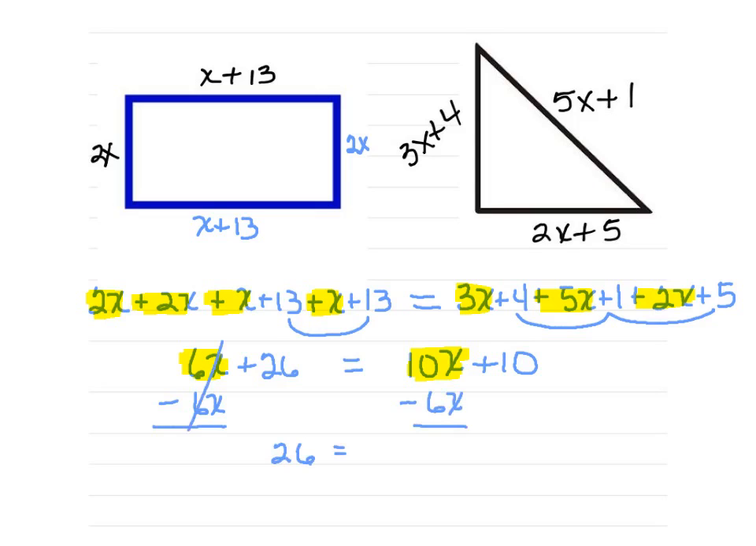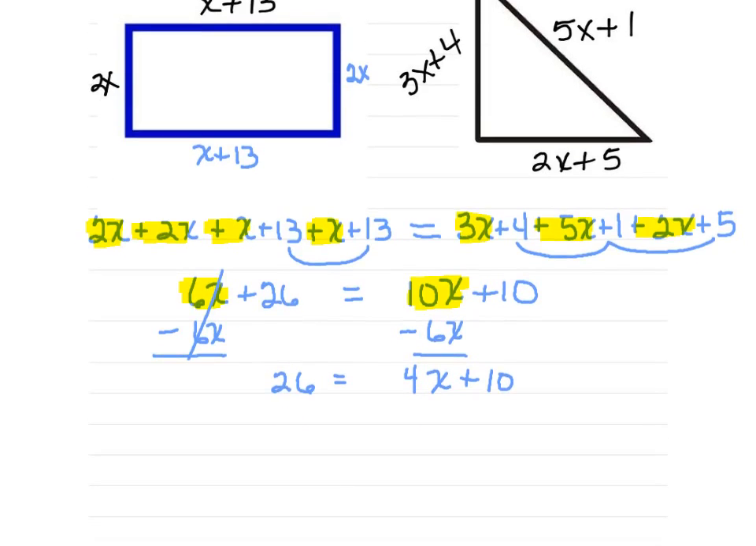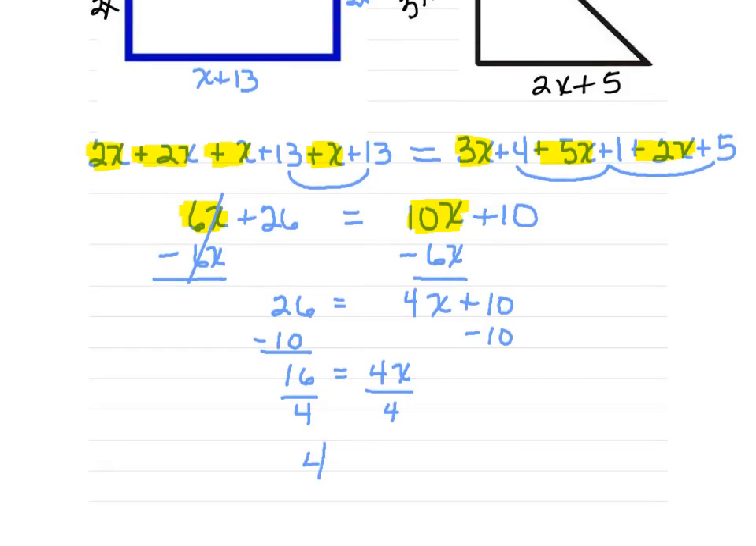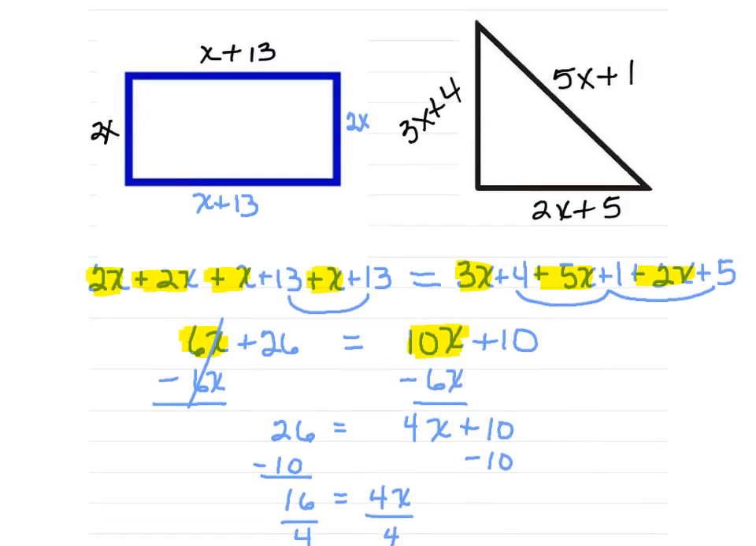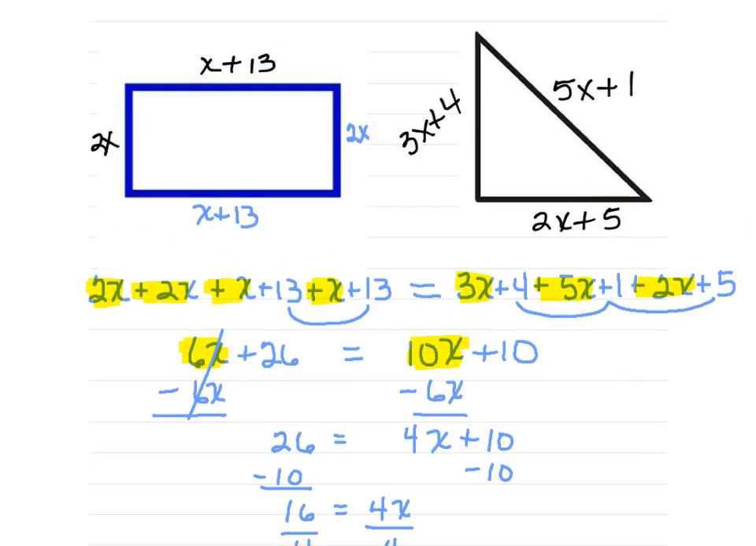26 equals 4x plus 10. Simple two-step equation. We're going to subtract 10 on both sides. 16 is equal to 4x. We're going to divide both sides by 4. And so 4 is equal to x. In other words, in order for the perimeter of both of these figures to be equal, x has to equal 4.